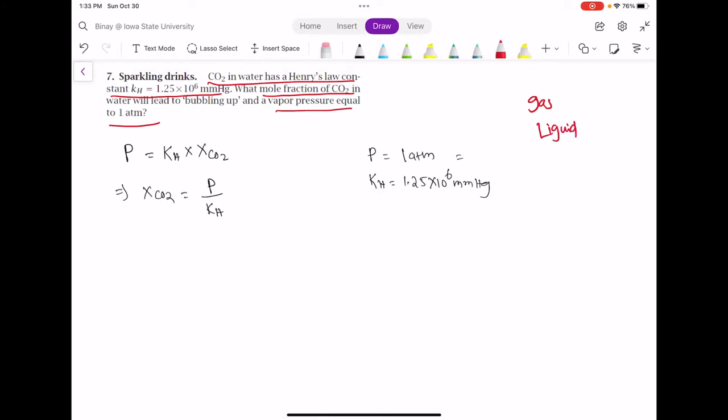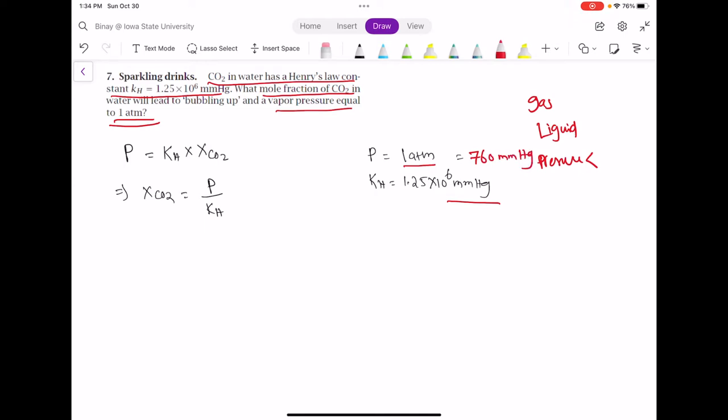The second thing is, if the pressure is very low, then we can use Henry's law as well. Here the pressure is 1 atmosphere, so you can roughly assume yes, we can use Henry's law. Our Henry's law constant is given in mmHg, but the given pressure is 1 atmosphere, so we need to convert 1 atmosphere to mmHg. 1 atmosphere is equal to 760 mmHg.